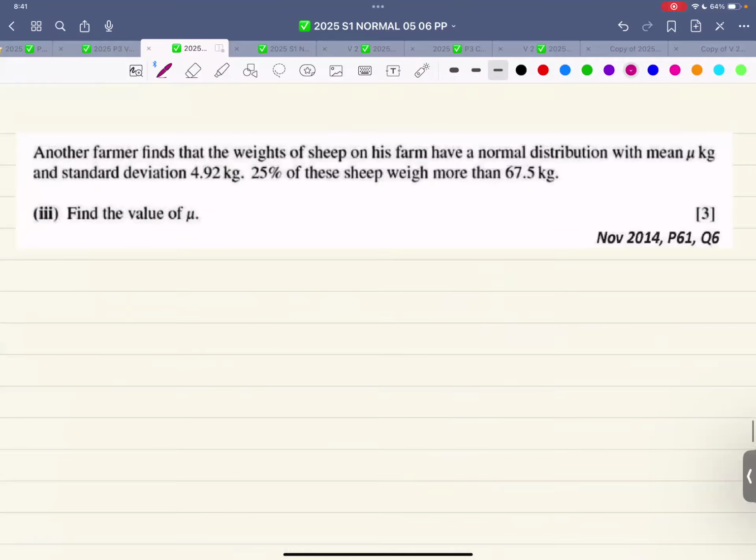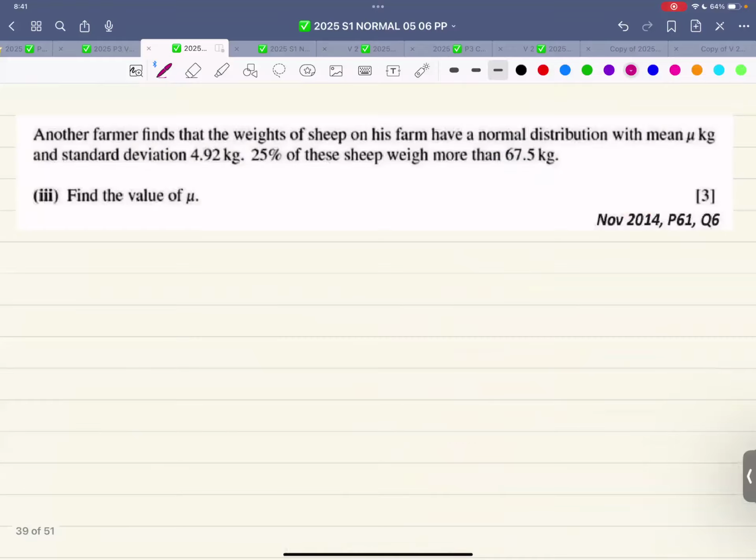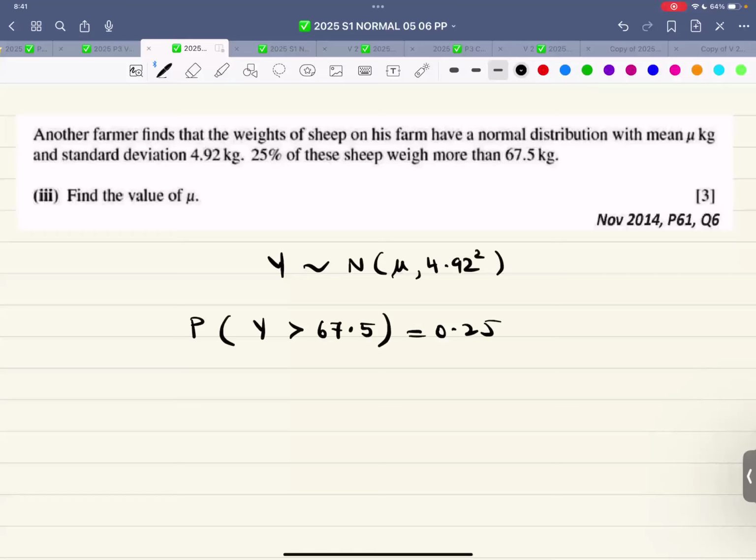Now, over here, let's look at this question. Another farmer finds that the weight of sheep on his farm have a normal distribution. This is just the basic thing, nothing special. Now, Y follows a normal distribution. The mean is mu, and the standard deviation is 4.92. Put a square over here. 25% weighing more than 67.5 kg. So probability Y greater than 67.5 is 0.25.